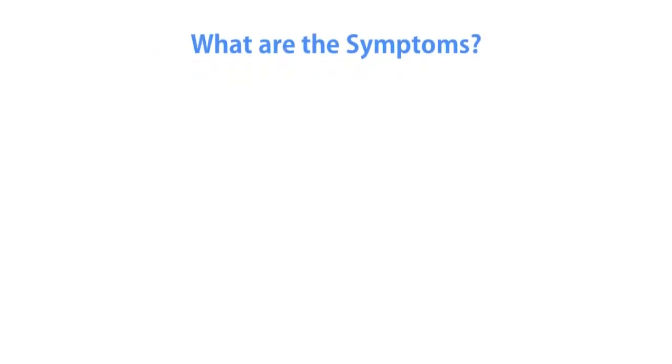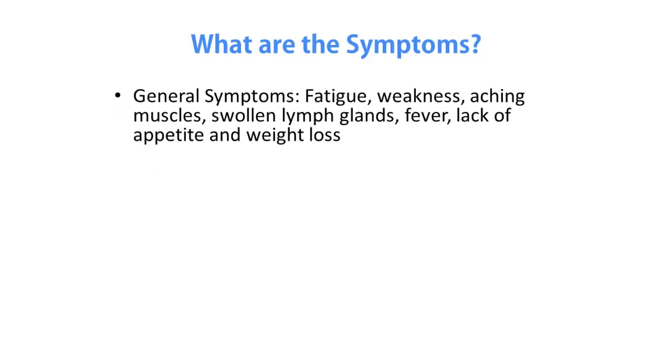What are the symptoms of sarcoidosis? Many times, symptoms do not present themselves until much later in life, even though the granulomas start forming months or even years before a diagnosis can be made. Symptoms usually occur between the ages of 20 and 40, which again supports the theory of an autoimmune origin. Initial symptoms range from mild to severe and depend on which organ has been affected. The general symptoms, however, include fatigue, weakness, aching muscles, swollen lymph glands, fever, lack of appetite, and weight loss.